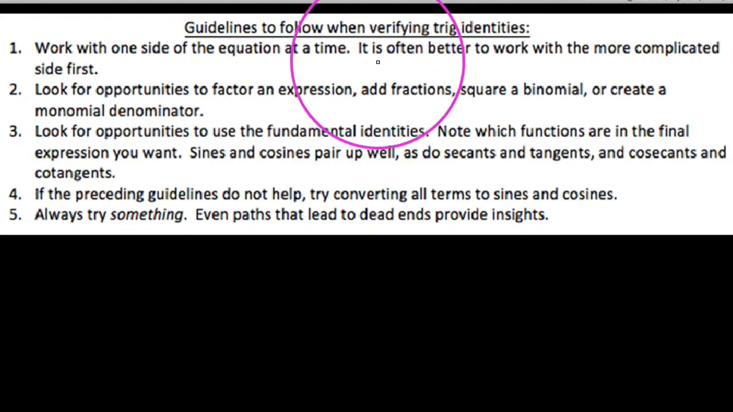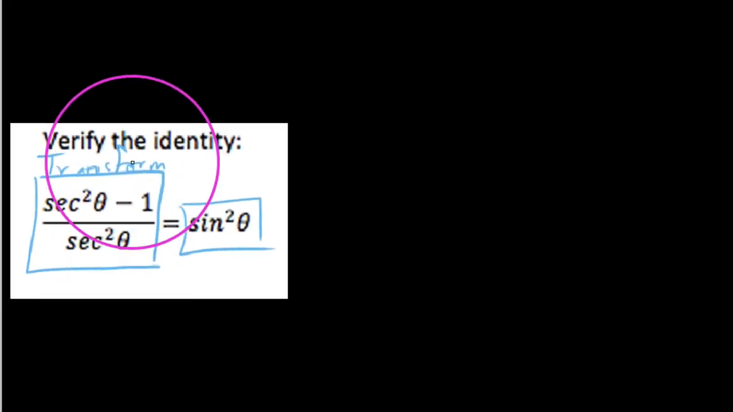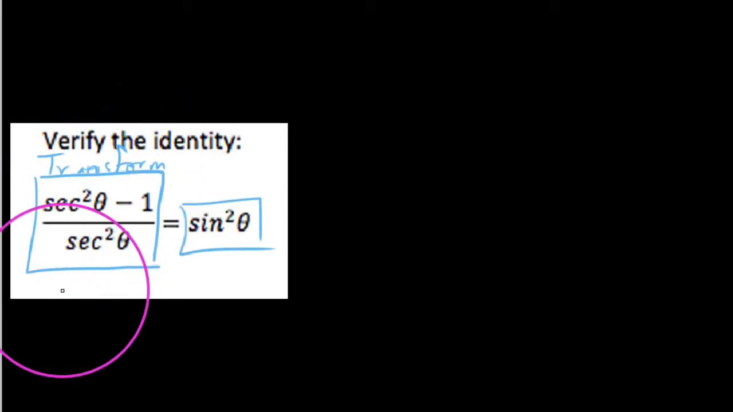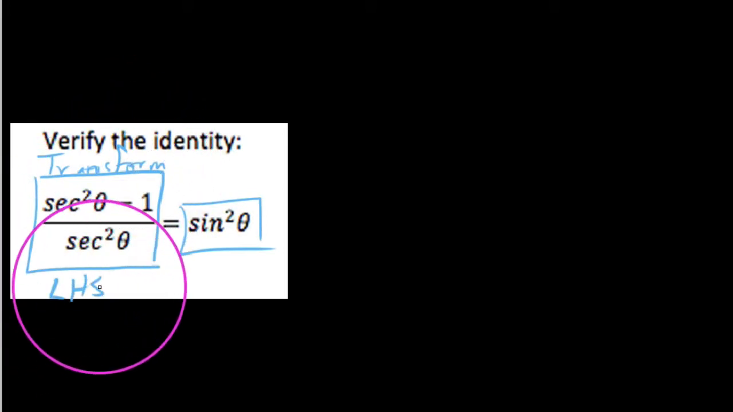And I give this little note here. It's often better to work with the more complicated side first. So for instance, in this identity down here, this first one, I say verify this identity, we would tend to work with the left-hand side if I've been given a choice. It's the more complicated of the two sides.